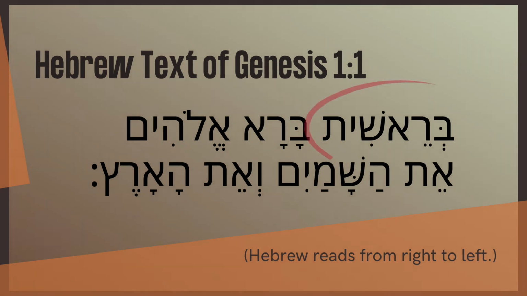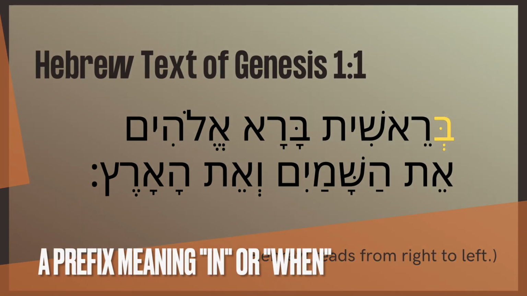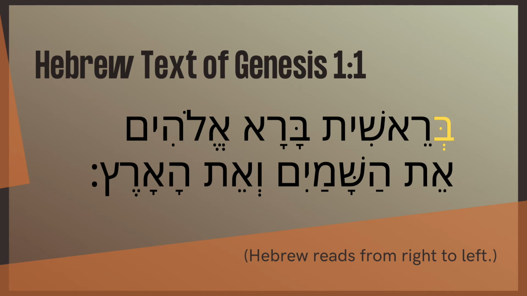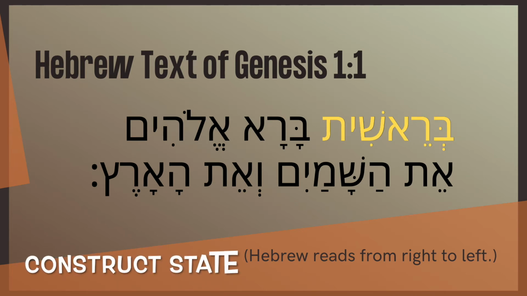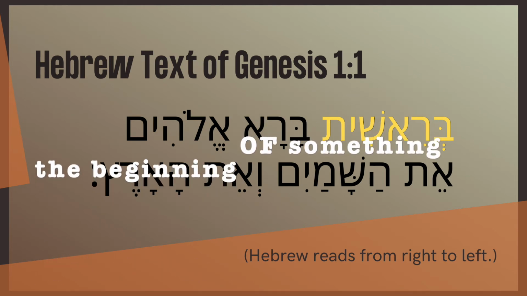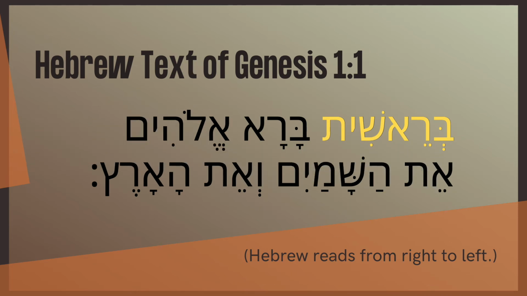The first word here is bereshit. The be part at the beginning is a common prefix that usually means in or when, among other things. The basic meaning of reshit is beginning, but in Hebrew it's clear that this word is in a construct state. What does that mean? It means that it's describing the beginning of something, rather than simply being the beginning, full stop. This is really important to know, since just this little piece of information helps to sort out which translation more accurately conveys the Hebrew.